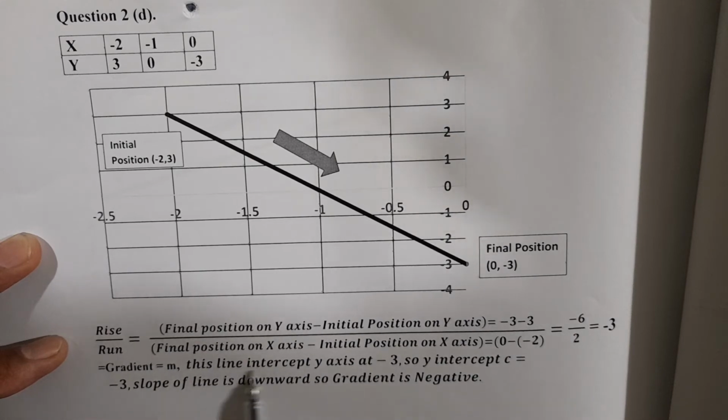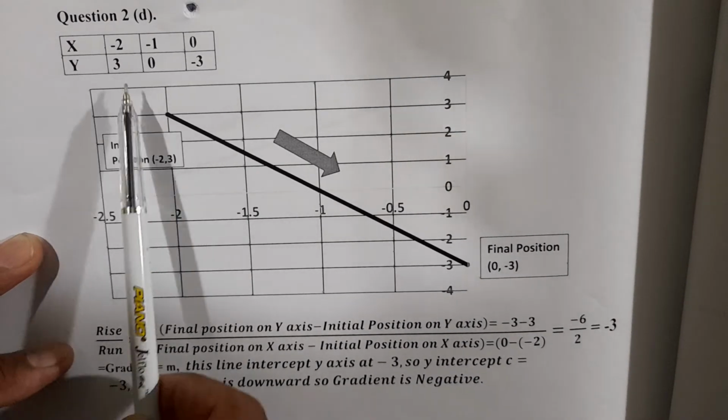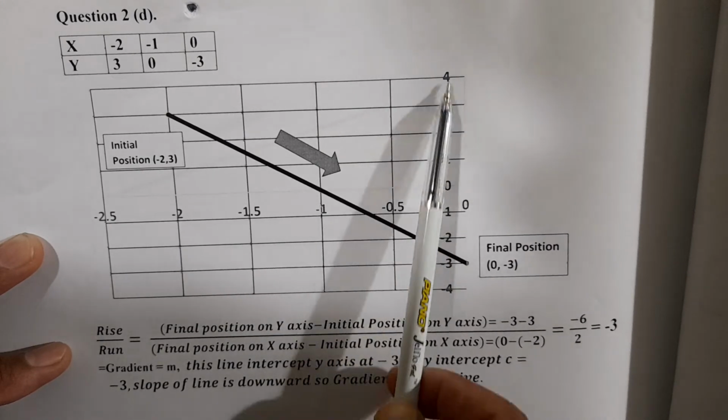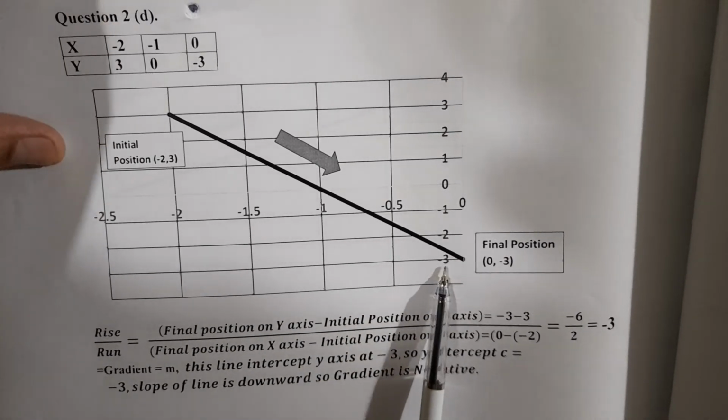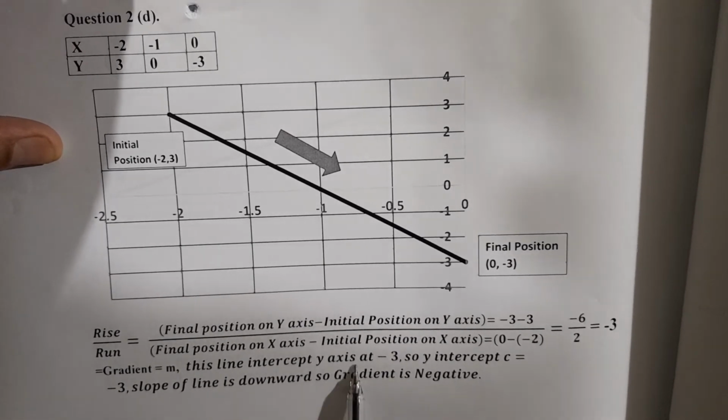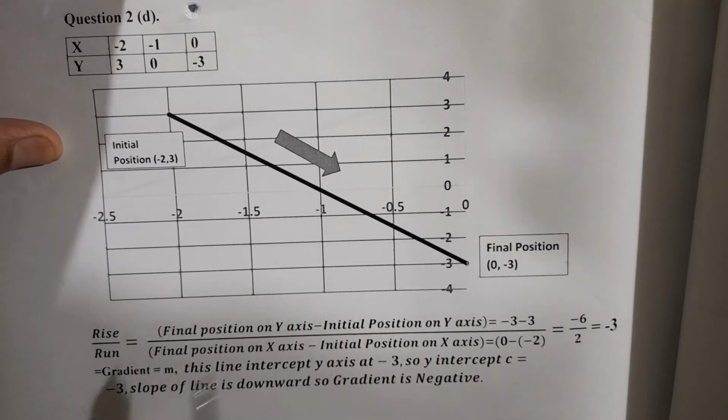So the gradient m is minus 3. This is the y-axis and this line intercepts the y-axis at minus 3. The slope of the line is downward, so the gradient is negative, and this line intercepts the y-axis at minus 3. So the y-intercept c is minus 3.